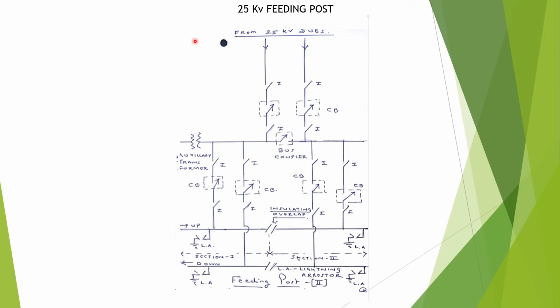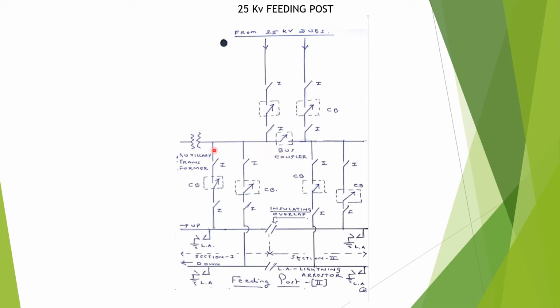The next topic is the 25 kV feeding post. The two 25 kV feeders from the traction substation come to this feeding post here. Again, in this feeding post you have the interrupters, circuit breakers, and bus coupler. If there is a failure in this particular feeder, you can switch on the bus coupler, so the supply from the other feeder through the bus coupler can come to this part. So the bus coupler provides redundancy as far as the 25 kV AC supply is concerned.